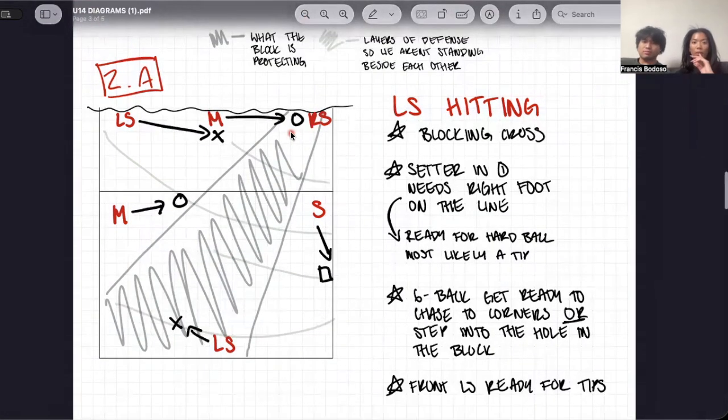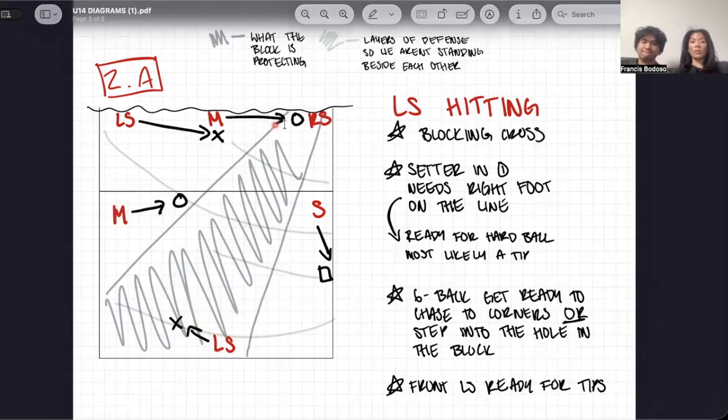Nice. Okay. Cool. 2A. So this is when their left side is hitting. We've done lots of drills on this and have explained this. We're just giving you a nice diagram to really visualize it. This helps with seeing what my job is and what I'm taking. So again, we're in our base positions, meter, meter, and six back.